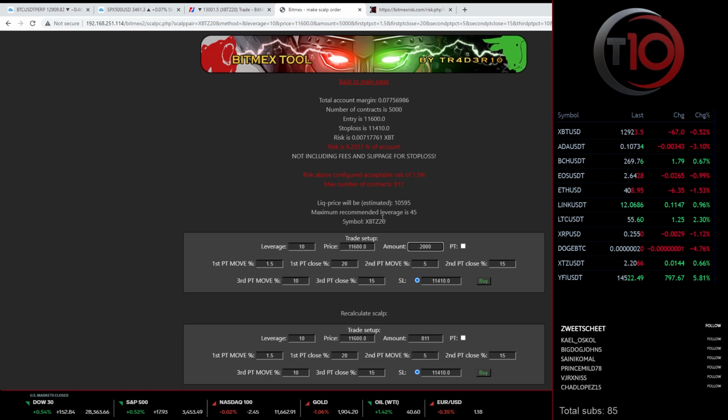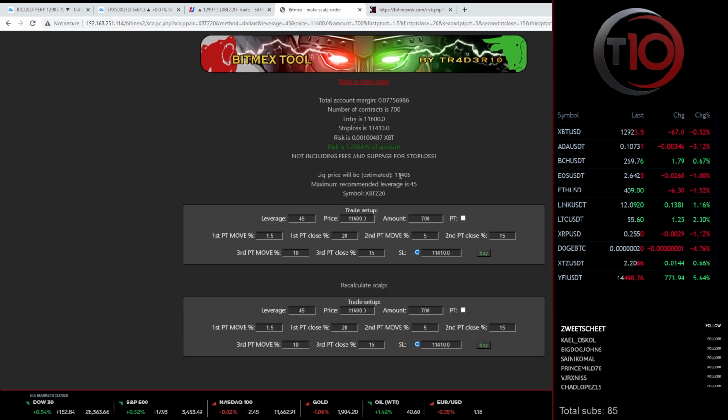The tool here will also show you the maximum leverage you can use. So if I recalculate this, I can just show you, 45x leverage, and I can do, how much was it? It was 800 something. Let's do 700. Buy. So now the risk is 1.3% of the account, and the liquidation price will be 11,405. That's just below my stop loss. So it's a little bit close, but my maximum leverage I can use is 45 for this trade. And then the liquidation is just below my stop loss. This is a little bit close, so I will most likely recommend doing something like 40 at least.